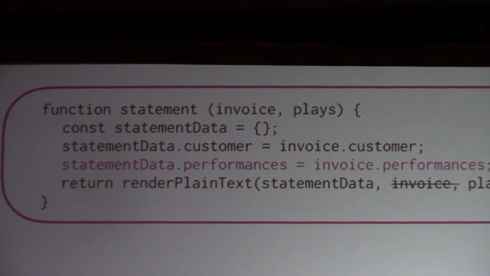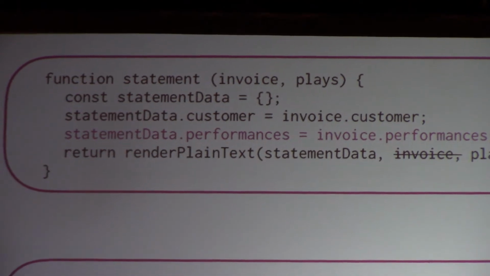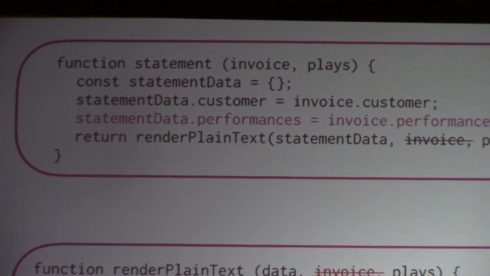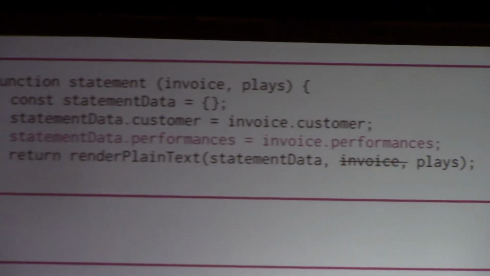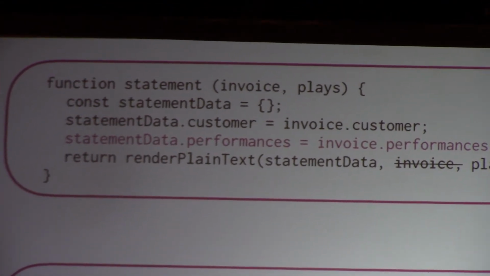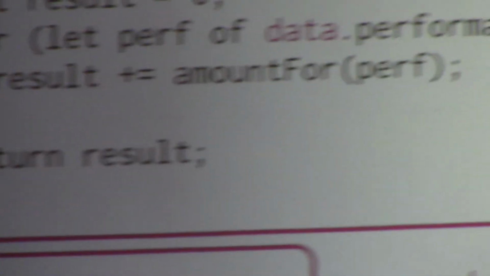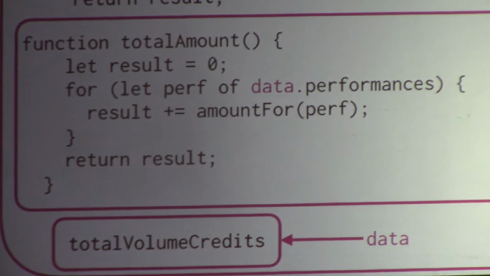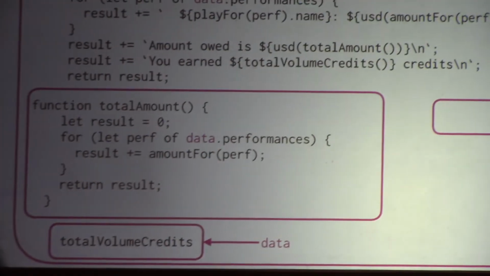Then, we do the same thing with the performances. We take the performance data structures and we put those onto the data structure, and now we can get rid of invoice as one of the input parameters to render plain text. Notice as part of doing this, we do have to pass this data object into one of these further functions as well. And I'm not showing the details of that because otherwise it would take too long.